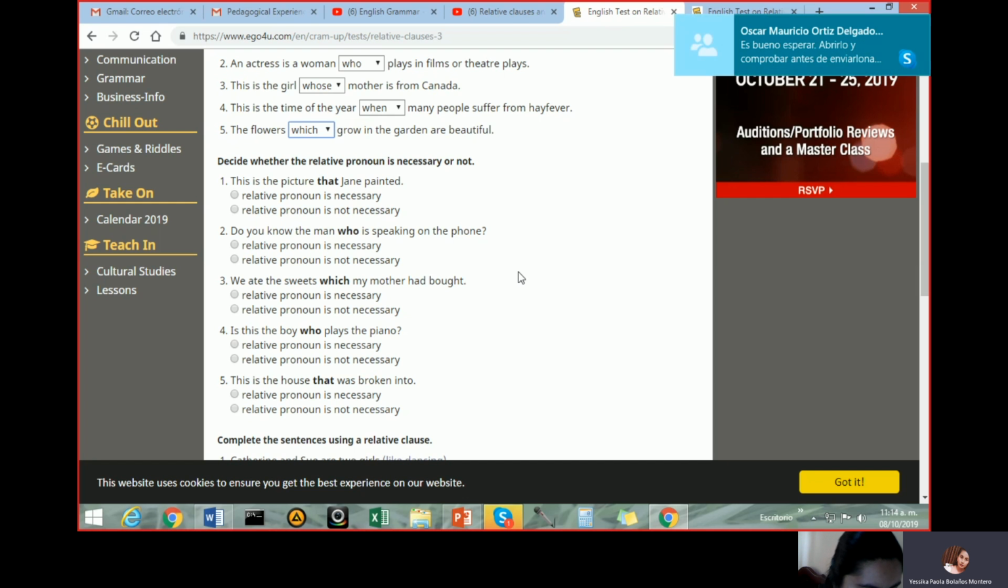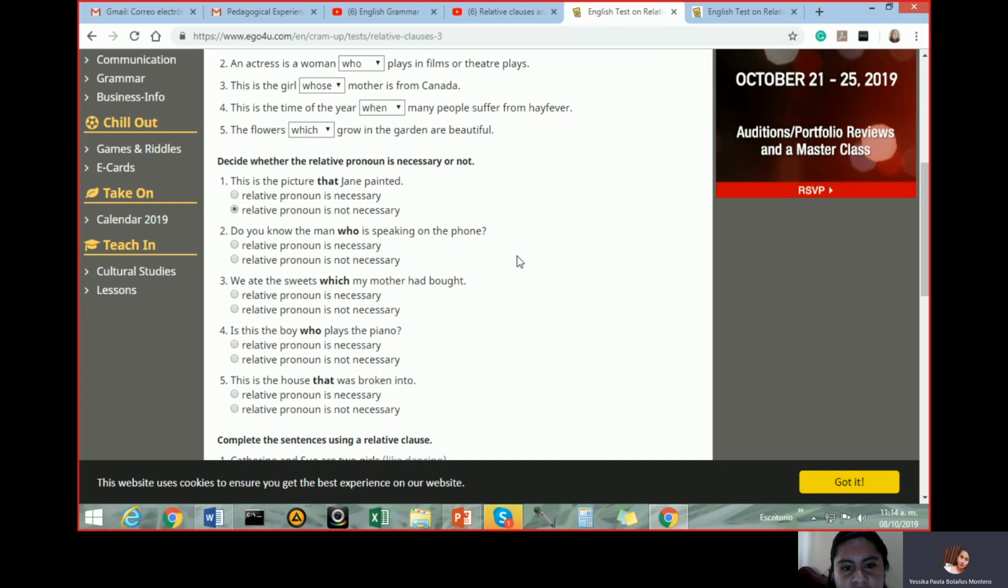Relative pronoun is not necessary? Yes, it's not necessary, because the subject is performing the action. We can omit it. In this first expression, we have the subject and the object. In this case, Jane is the subject and the picture is the object. When the object is the subject, we need the relative pronoun. But in this case, no, because Jane is the subject and the picture is the object.